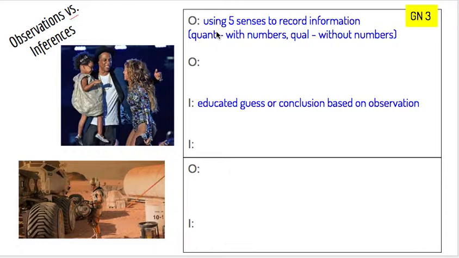So when you're observing something, you are using your five senses: taste, smell, what you hear, what you see, what you feel, to record information. We're not making assumptions. We are just recording what we see, most frequently for this class. We have two types of observations.